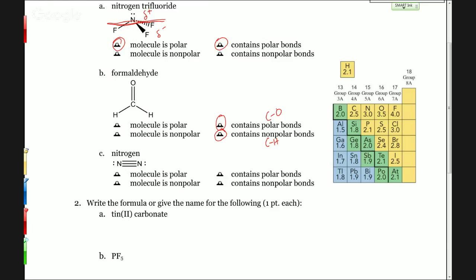In this case, because there's a difference between carbon and oxygen in electronegativity, the electrons are pulled more toward the oxygen, but between carbon and hydrogen, there's no real difference. The difference is really small, 0.4, so we say that's essentially non-polar. So that actually has both types. Now, overall, is the molecule polar or non-polar?